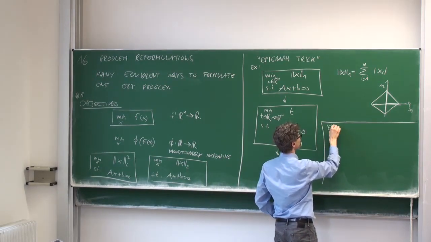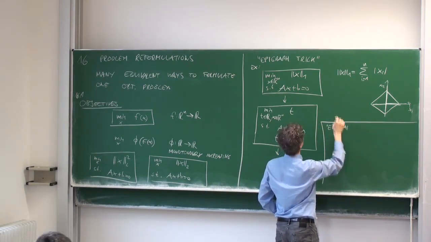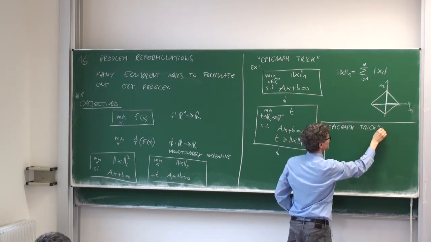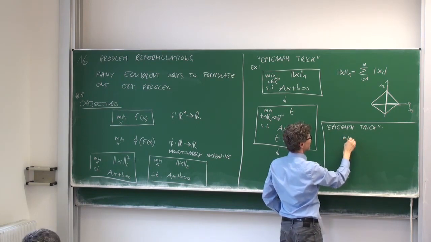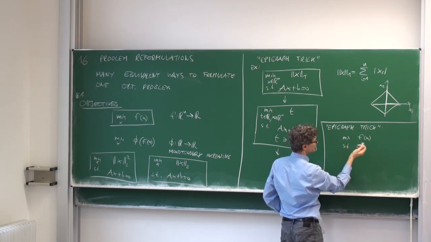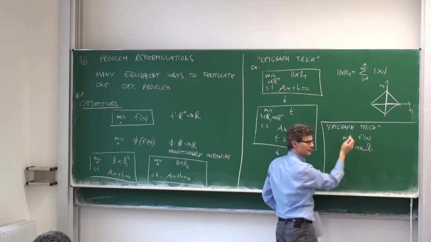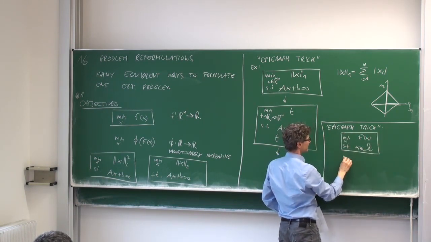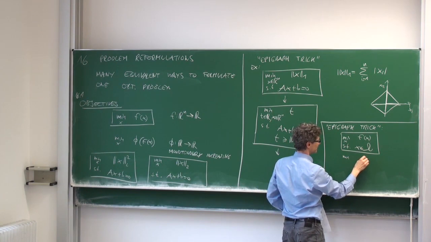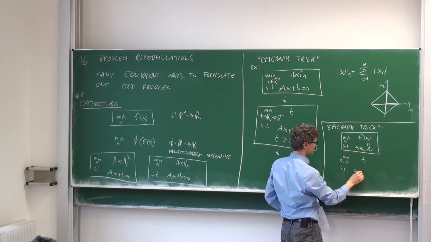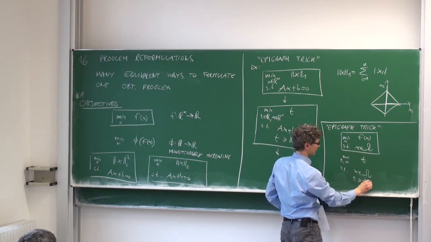So what is the epigraph trick? It's just saying you have some objective, minimize f of x, subject to some constraints, which I can summarize as x in omega. And this is always equivalent to minimizing t, where t and x are now your optimization variables, subject to x in omega and t bigger than or equal to f of x.